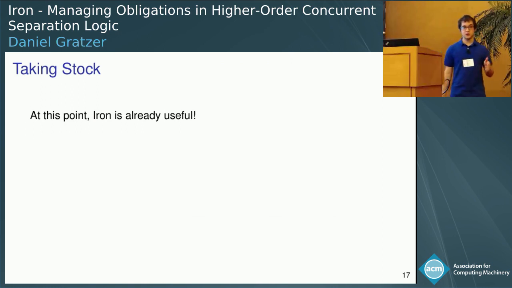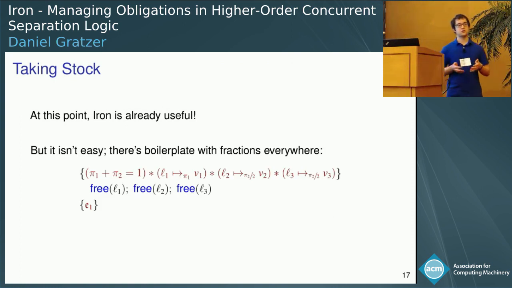So at this point, Iron is a thing. It's useful. We can prove stuff in it. But it's sort of annoying to use because these fractions add tedious bookkeeping to every proof. Here's a little program that should be somehow trivial to specify and prove. The difficult part of this isn't the program. It's that we have to prove some stuff about fractions. And I don't think I need to sell anyone here on building better tools to make proofs easier. So that's what we're going to do.